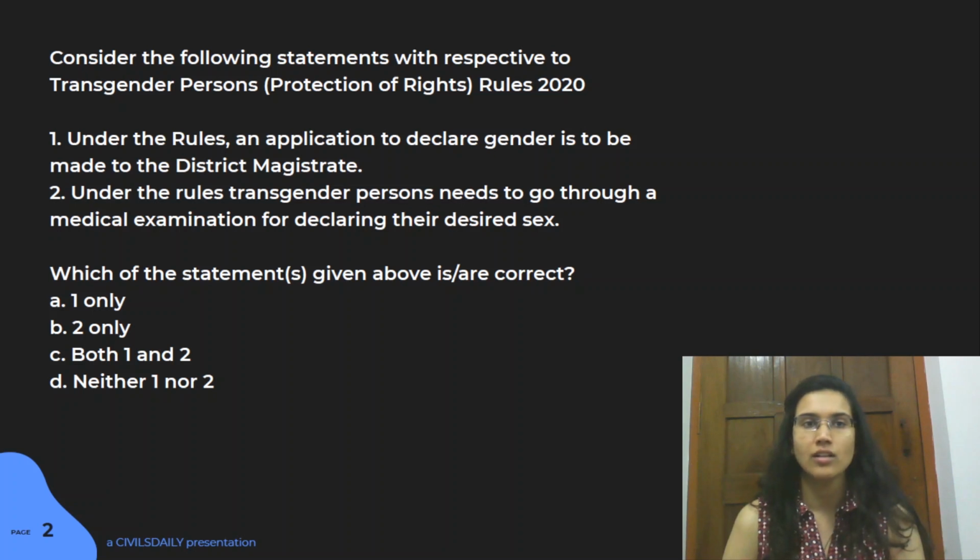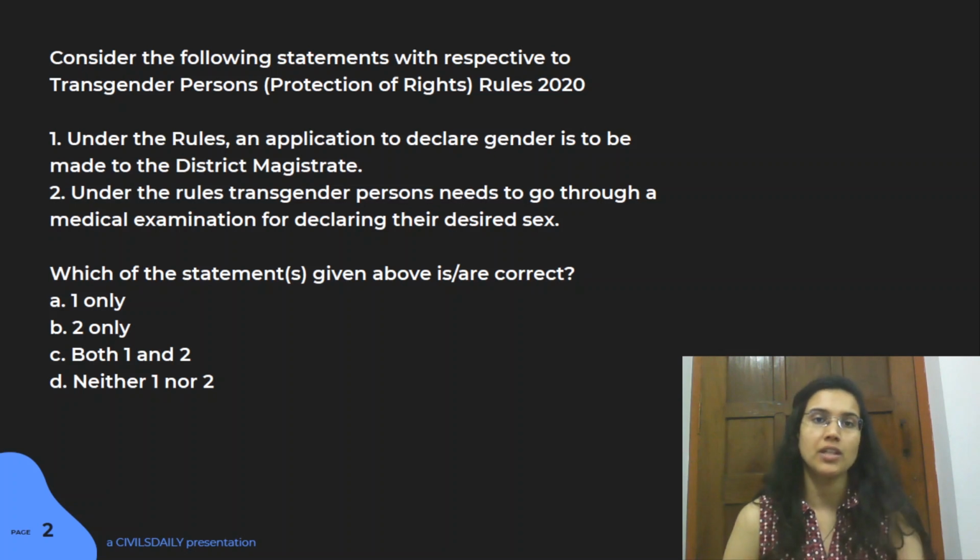The first statement here is that under the rules, an application to declare gender is to be made to the district magistrate, and second is under the rules, a transgender person needs to go through a medical examination declaring their desired sex. Which one of these statements is correct, you have to identify. If you read the second statement, I think it is itself a bit regressive, if we compare to the rights that we are aiming to give towards the transgender people. By that logic, I think this particular clause was actually removed from the rules that came into place with the new set of rules, and that is why this particular statement is wrong.